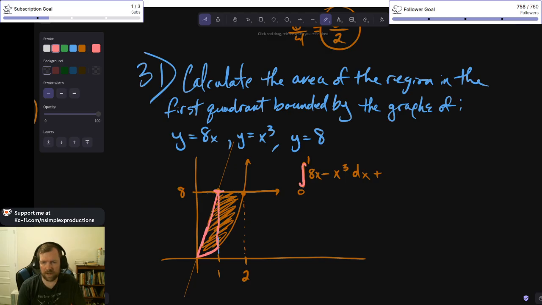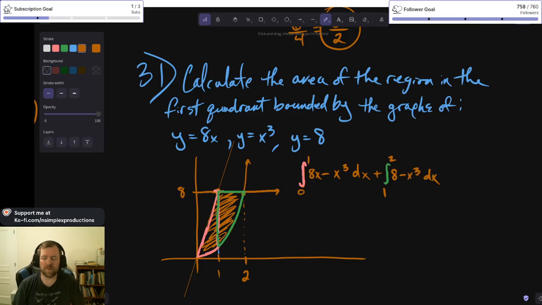So we'll just outline this in the salmon color there. Plus, and then we take the integral here. It's a little gross, but all right. Which then goes from 1 to 2. And here we've got 8 as the top function minus x cubed as the bottom function.